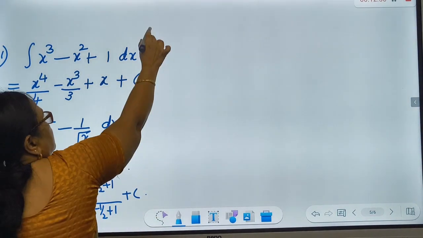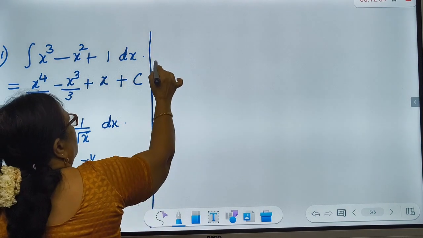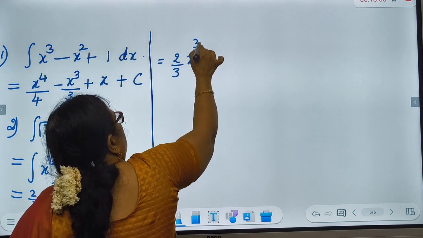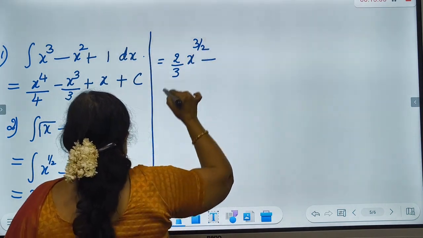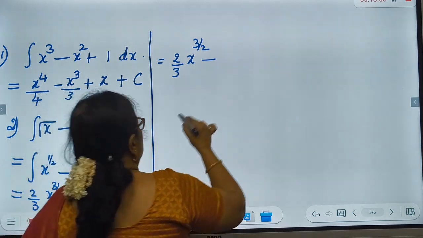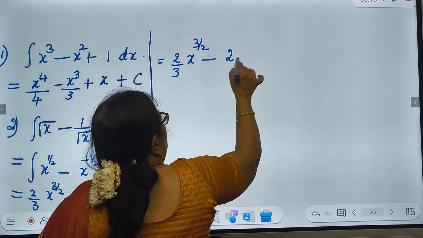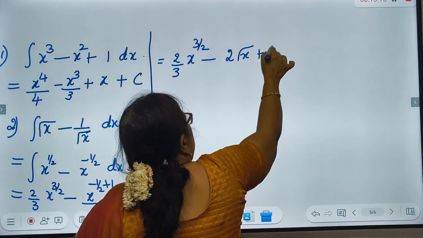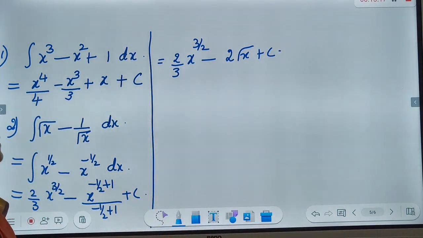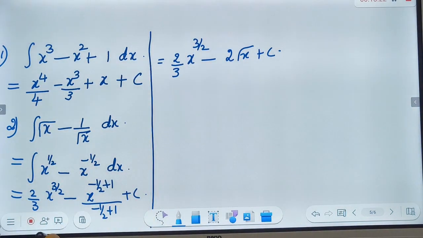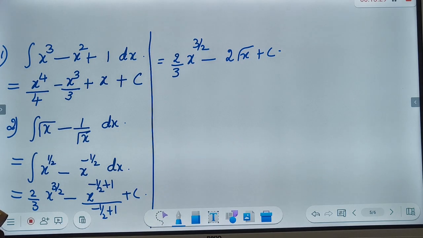This will be 2 by 3 x to the power 3 by 2 minus, 1 minus half is half, so when it comes to the numerator, it will be 2 root x plus c. Okay. Now, whenever you have functions of the form x power n, we understand that the integral is x power n plus 1 by n plus 1 plus c.